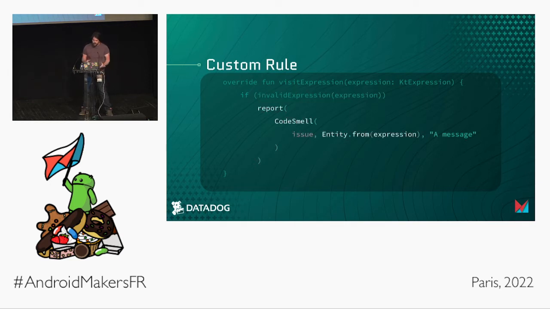If it is, you're going to call the report method with a code smell or another class that says, hey, I found something, write this in the report. And in this, you're going to pass your issue that you declared earlier. You're going to create this entity from expression, which is going to help the report to say, this is in this source file at this line, and it's going to highlight it and say, hey, this is the part that you want to fix. And you can add a specific message to say, oh, by the way, the issue is with the name of the property, or is with the import statement, or you can be a bit more precise than just the description of the issue.